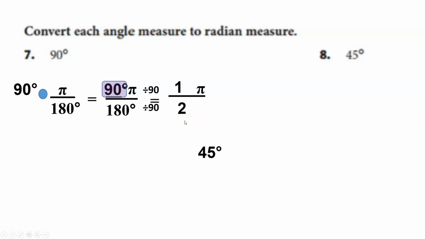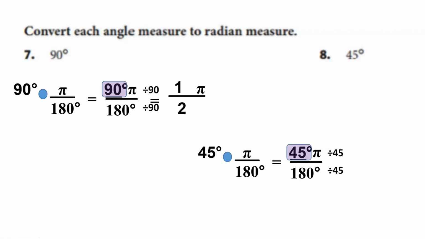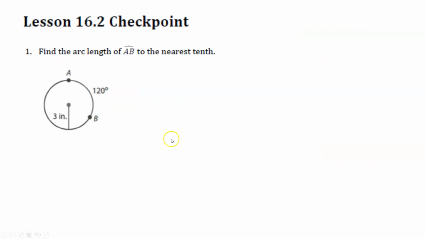So number 8, 45 degrees is my angle measure. Multiply that by pi over 180. Equals, what would go in the empty space? 45. So again, we can reduce the long way, or we could divide by 45. And what would be my top and bottom for our fraction? 1 and 4. And we're at checkpoint for number 1.